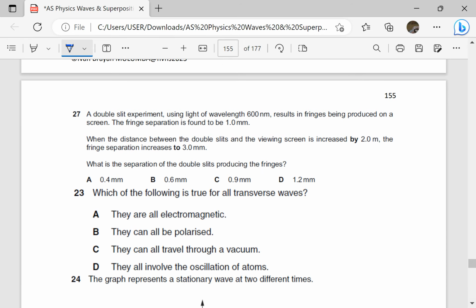A double-slit experiment using light of wavelength 600 nanometers results in fringes being produced on a screen. The fringe separation is found to be 1.0 millimeters. When the distance between the double slits and the viewing screen is increased by 2 meters, the fringe separation increases to 3 millimeters. What is the separation of the double slits producing the fringes?